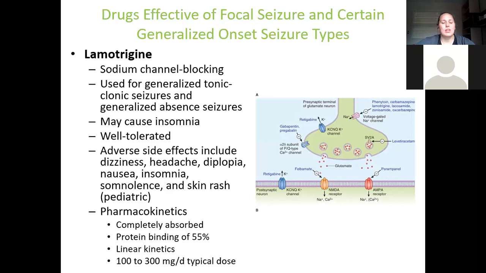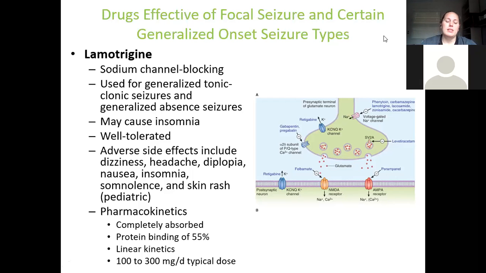Lamotrigine is, again, we go back to sodium blocking channels used for generalized tonic-clonic. So just notice here that we've undergone a color change. So now we're going into drugs effective on focal seizure and certain generalized onset seizure types. So again, this is kind of the, I don't want to say gray area, but it kind of falls under both focal and generalized. And so there's going to be a series of drugs that can be utilized for both.